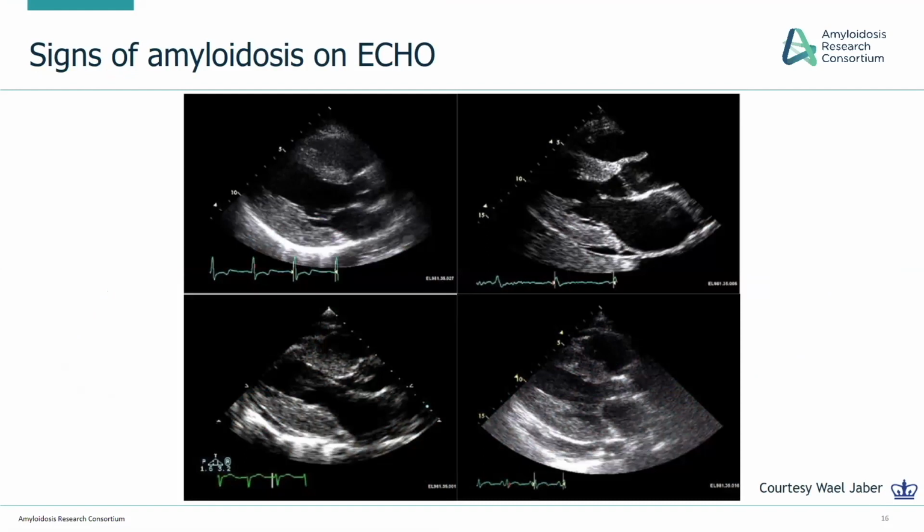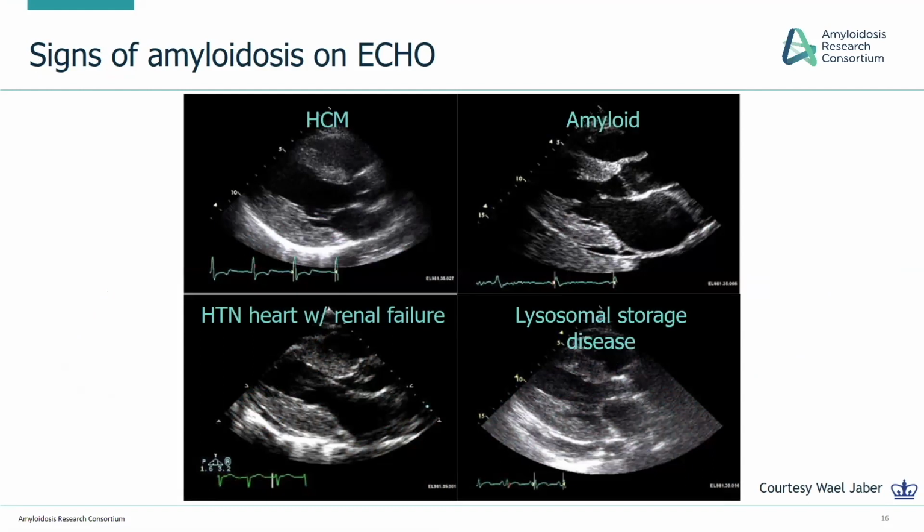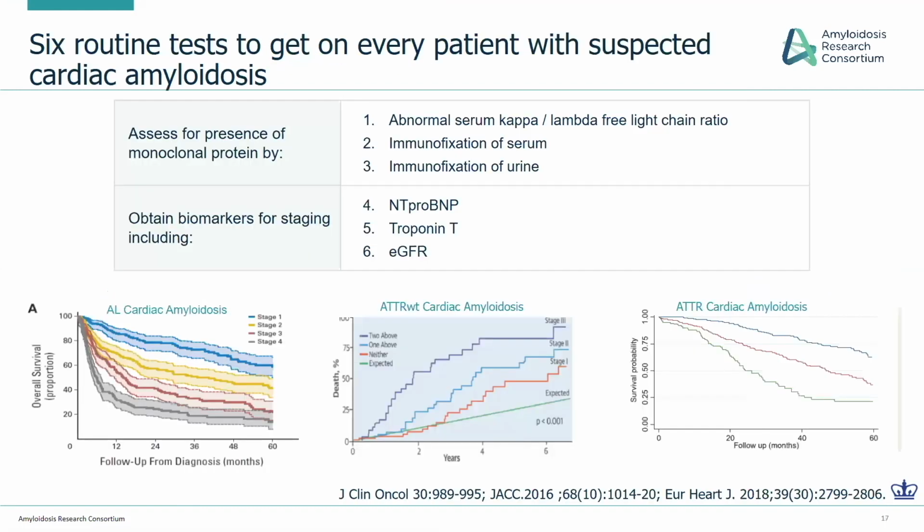These are classic echocardiograms of various patients. Here's a patient with HCM, as you can see, a patient with hypertension and renal failure, lysosomal storage disease, and in the upper right, amyloidosis. So none of these are easily distinguishable by echocardiography. Echo really serves to raise the suspicion for the diagnosis, but can never confirm either the type of amyloid or the presence of cardiac amyloidosis.